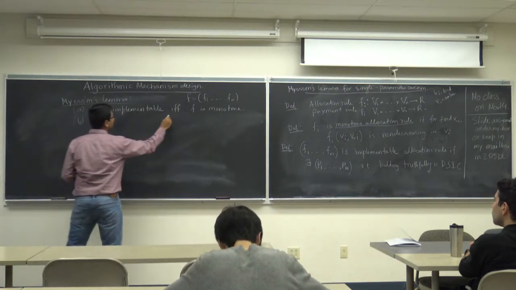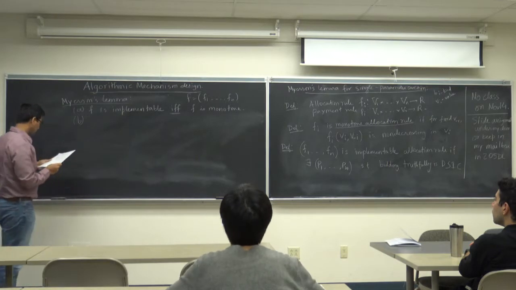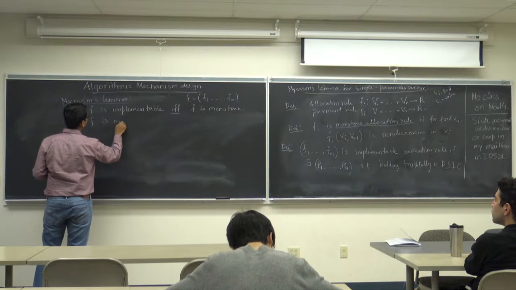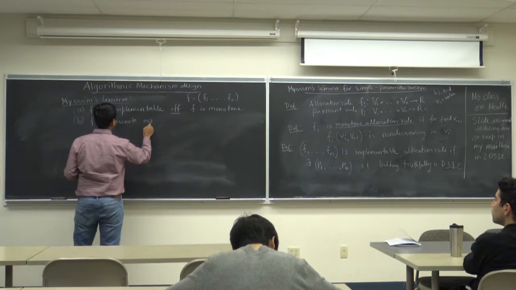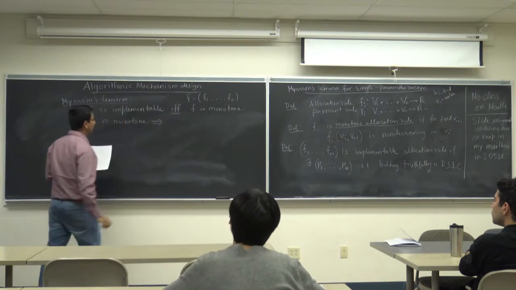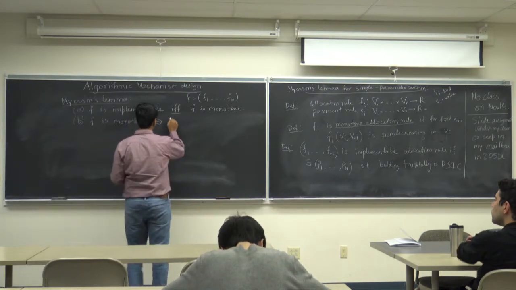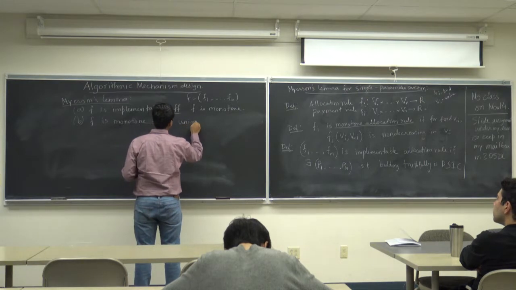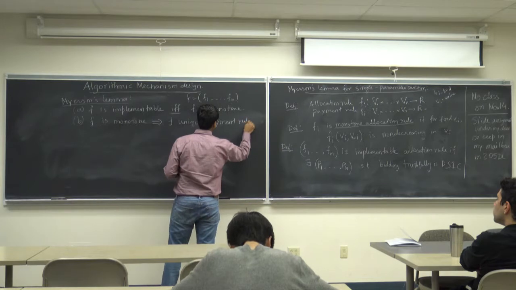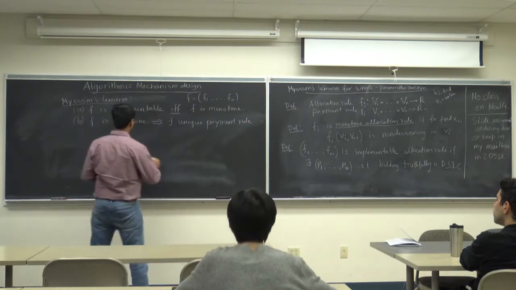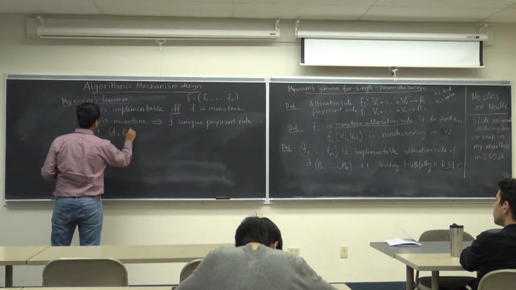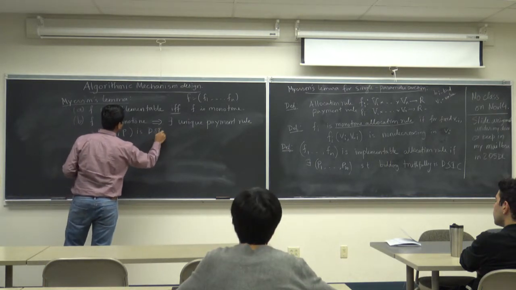That's an if and only if condition, so that's important. And the second is, if F is monotone, this implies that there exists a unique payment rule such that FP is DSIC.